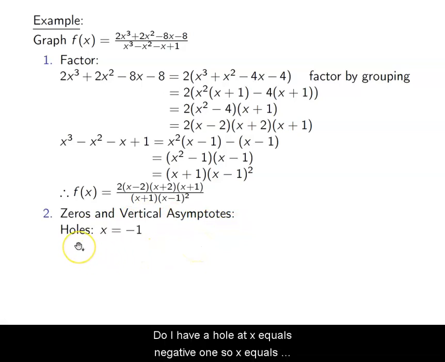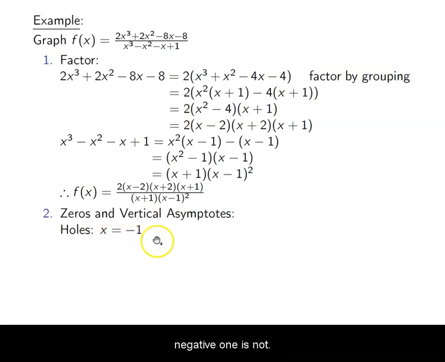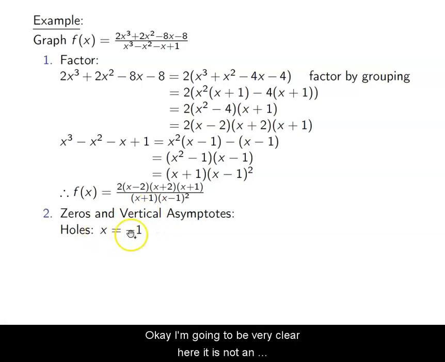So I have a hole at x equals -1. So x equals -1 is not an asymptote. Okay, I'm going to be very clear here. It is not an asymptote because it's just shared 0. So that takes it out of the vertical asymptote category and it turns it into the hole category. So it is not the same as a vertical asymptote.